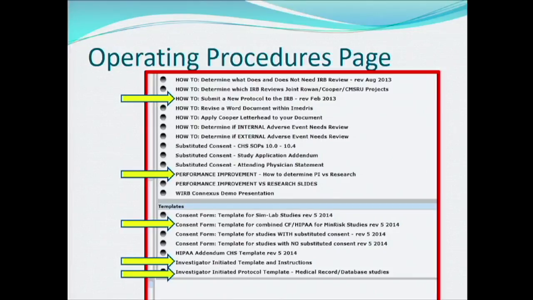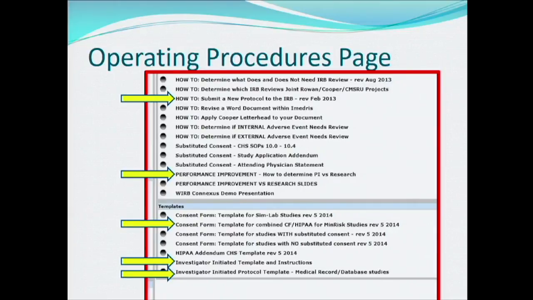I also have on here some information about performance improvement, and how to determine if something is PI or research. I know that's been a big topic lately. There are different cases where some things may not be research, and the IRB only reviews human subjects research, which we'll talk about on the next slide or so. But if you want to look at the difference between PI versus research, you can use those two documents next to that second arrow.